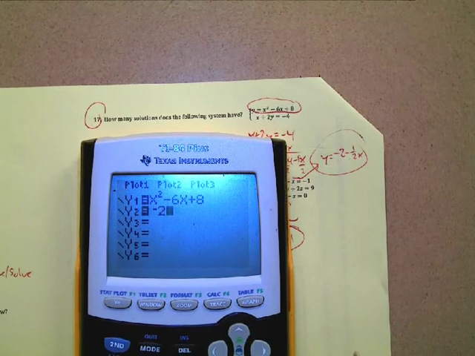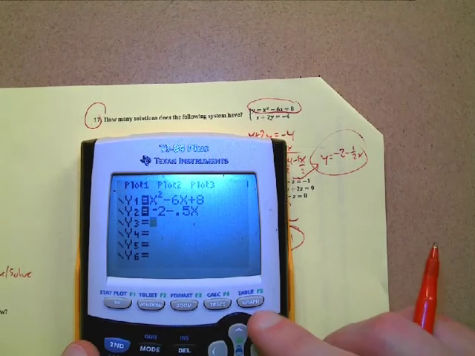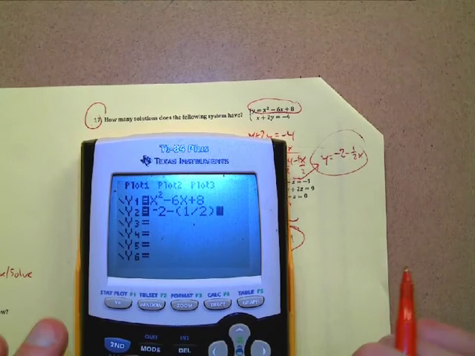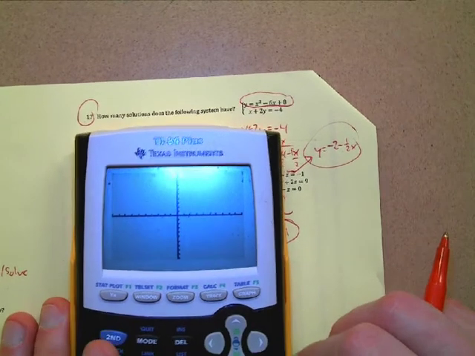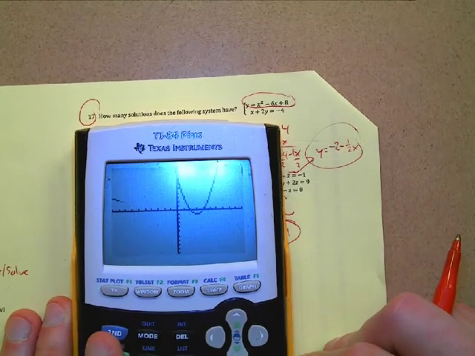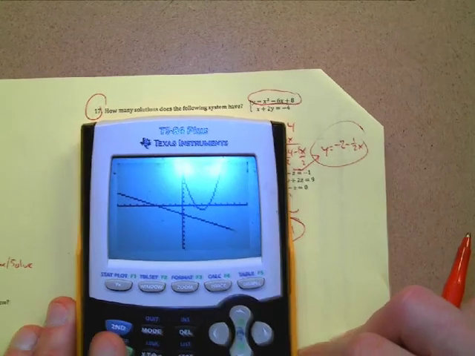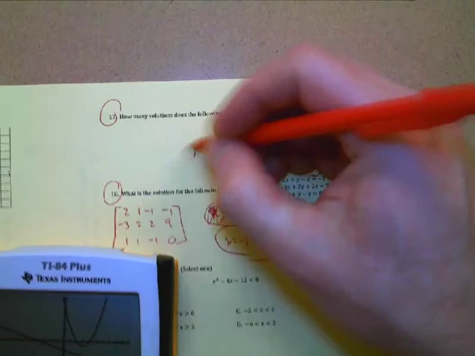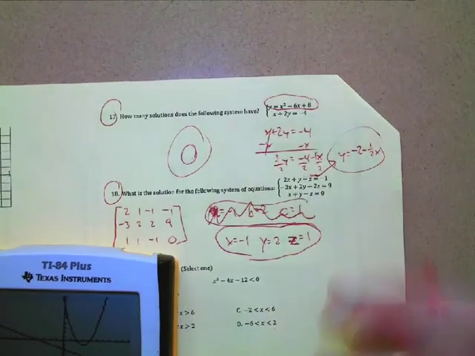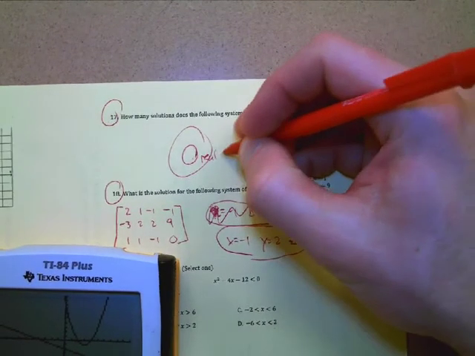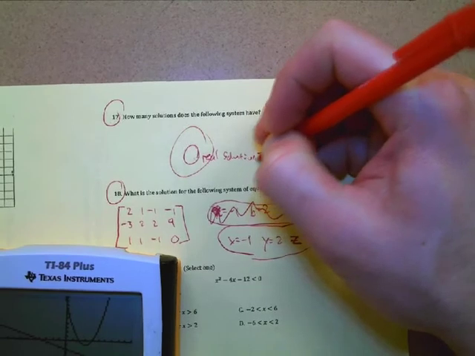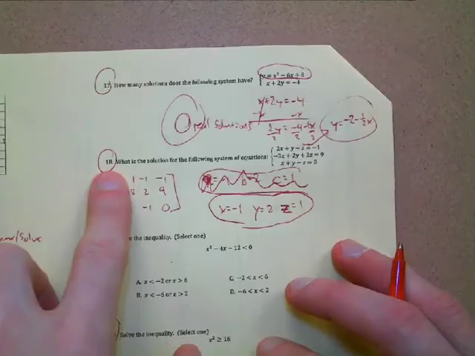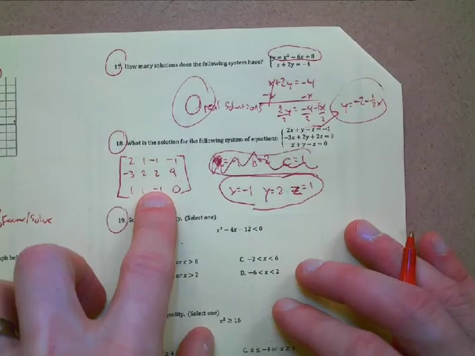So, clear. x squared minus 6x plus 8, negative 2 minus 0.5x. Let me do it this way. There we go, okay. Graph it. There's the parabola. There's my line. How many solutions does this system have? No real. 0, no real. So I'm just going to put 0 there. 0 real solutions. It's got 2 imaginary solutions. Okay, 0 real. Easy, easy, easy.